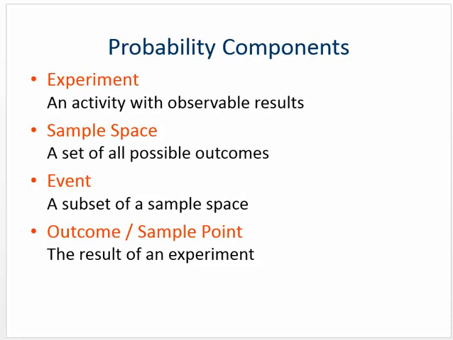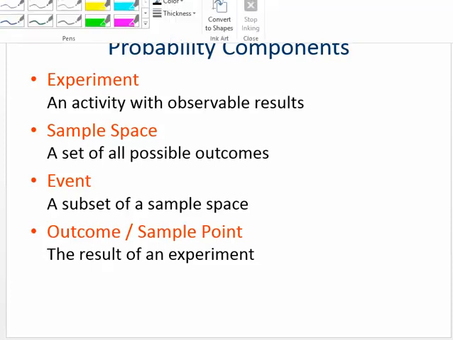Probability components. First of all, we talk about the experiment. This is the activity that you're going to be observing. Sample space is a set of all possible outcomes. How many different outcomes can we get here? If I flip a coin, there's 2 outcomes. If I roll a dice, there's 6 outcomes. Event is a subset of sample space. We'll get into that more later. And then outcome is what happened when we did the experiment. Again, this is the result. This is what happens when we do the experiment.